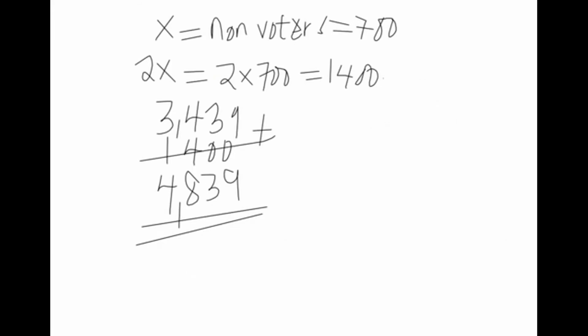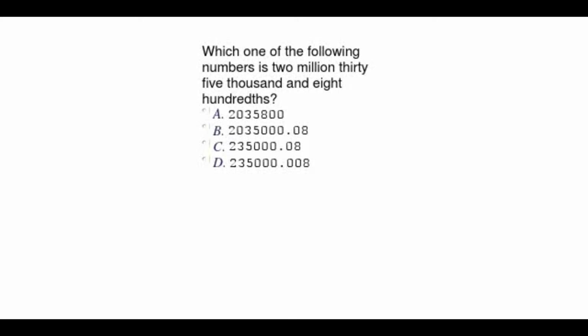4,839 votes. Which one of the following numbers is 2,000,000,5,800? We have 800s, we have 8 divided by 100, which will give us 2 decimal places, so we have 1, 2, then a decimal point there, 0.